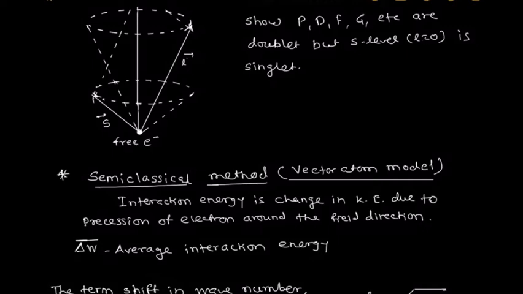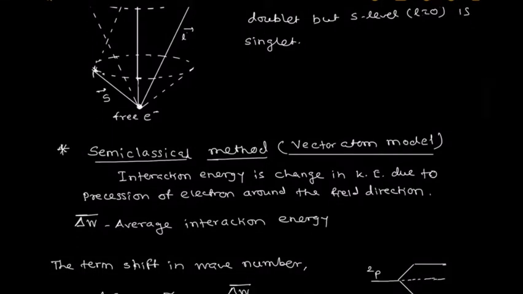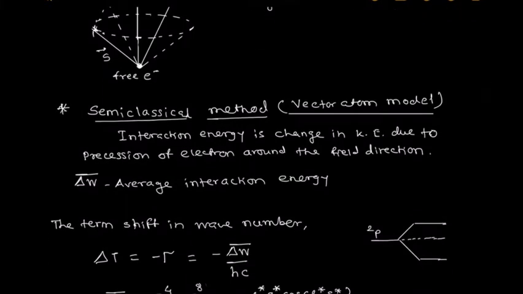If the electron is revolving in an elliptical orbit, the distance of the electron from point to point goes on changing, and therefore it is necessary to take the average value of 1 by r cube. That average value of 1 by r cube we calculate by using perturbation theory, by using quantum mechanics. Therefore, it gives the average interaction energy also. That average interaction energy we use for the calculation of the term shift in wave number.